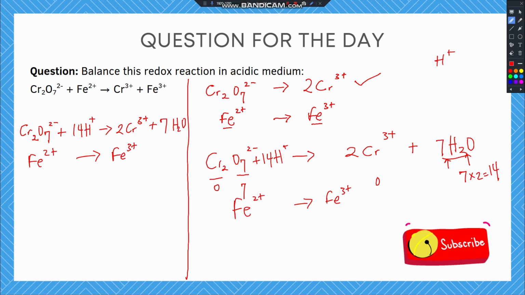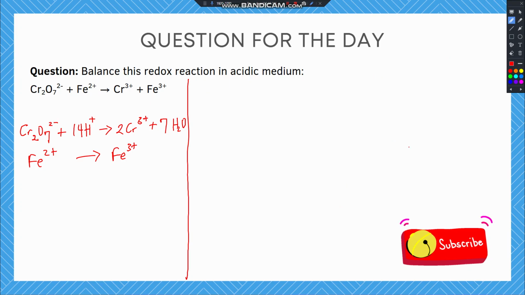So now that we have that out of the way, the next rule says balance charges by adding electrons. Let's do that very quickly. To balance charges by adding electrons means that for every place where there is a higher positive charge, you need to add a sufficient number of electrons to balance the charges. Now, here is what I mean.